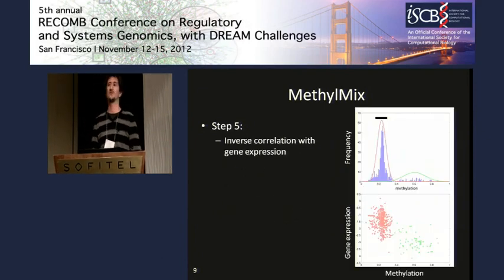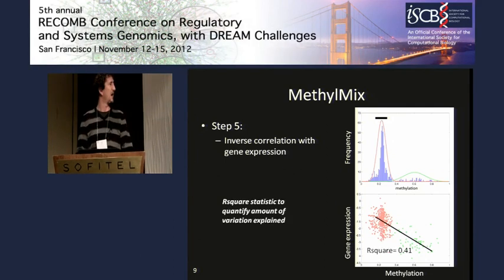Finally, we also integrate paired gene expression data. We look at whether the methylation levels are correlated with gene expression. We do this with a linear model, and we use the R-square statistic to quantify the amount of variation that is explained by the methylation for the gene expression status of that gene.